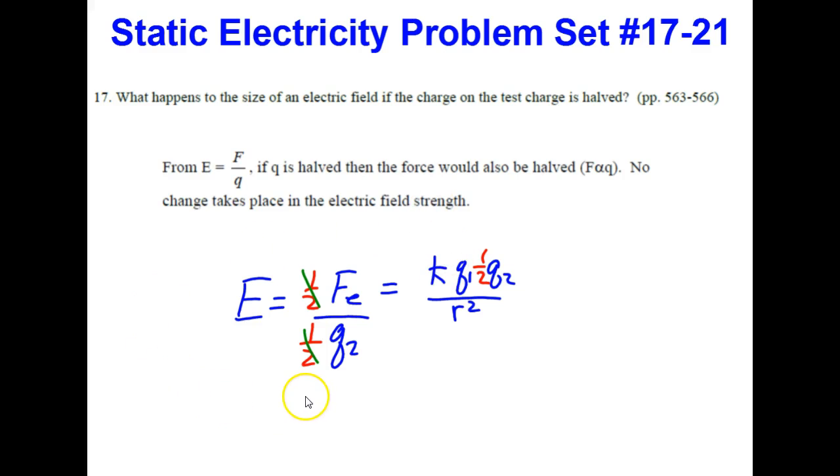Down here you can see what I've done here is that they've halved the charge, but that means this charge is also halved, and that Fe is equal to Kq1Q2 over R squared. Well, if we have Q2, which is in the denominator, and it also gets halved in the numerator, then the halves cancel. So there will be no change in the strength of the electric field.